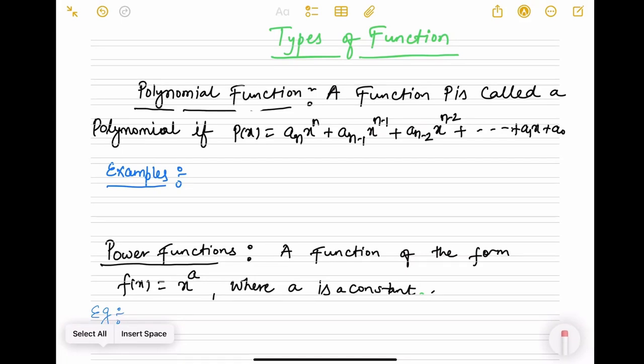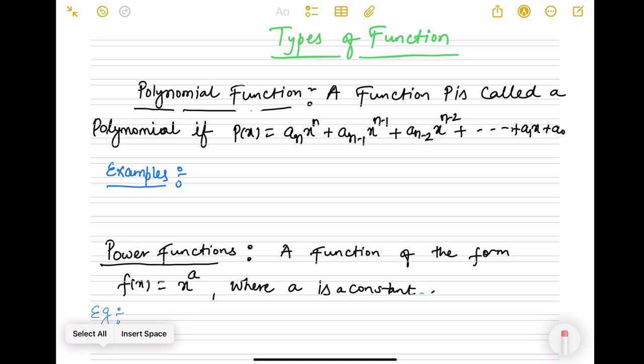Hello everyone, in this video I am going to discuss the second lecture of Calculus 1. The lecture is basically based on the types of functions. The first type is the polynomial function.